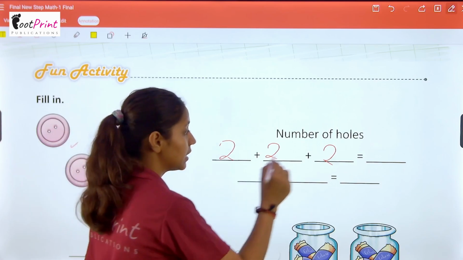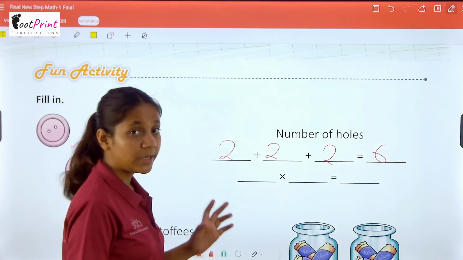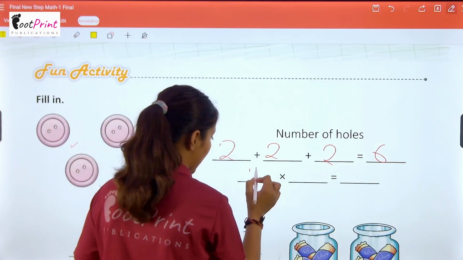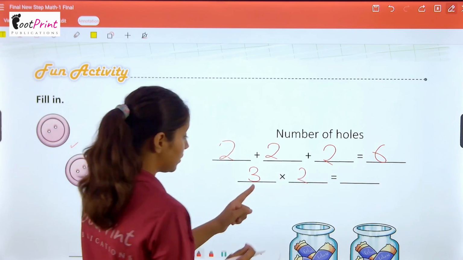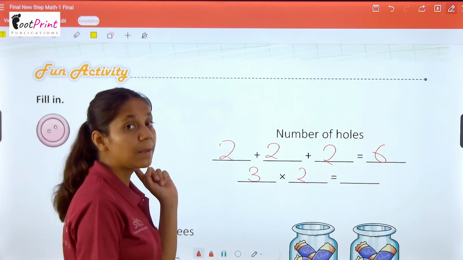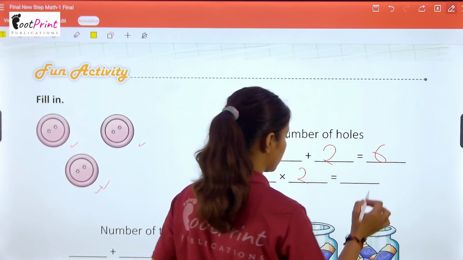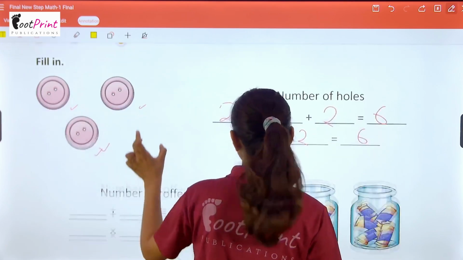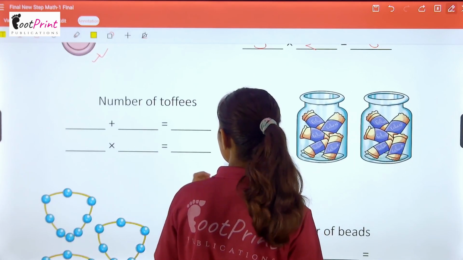That is 6. Also, in multiplication, we write it like 3 multiply 2. 3 is the number of buttons and 2 is the number of holes present in each button. So, it will be 6. 3 times 2 is 6.